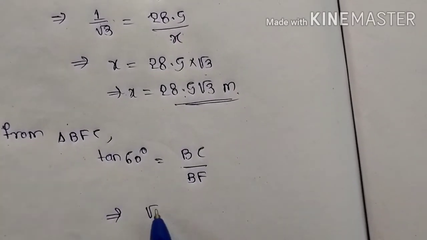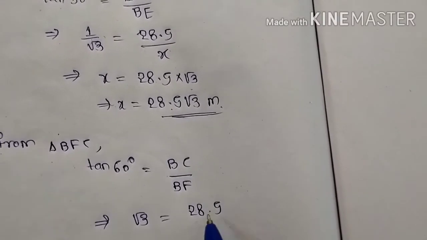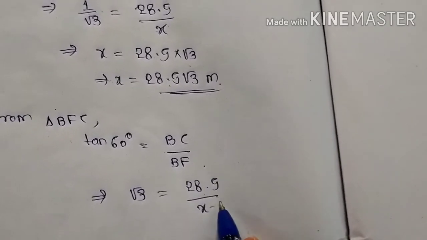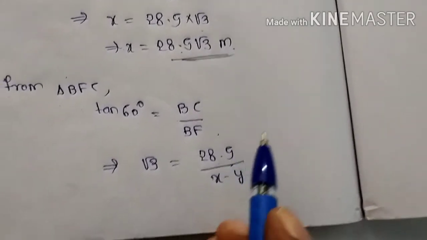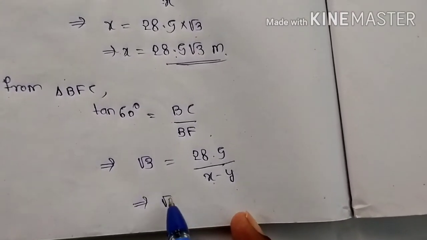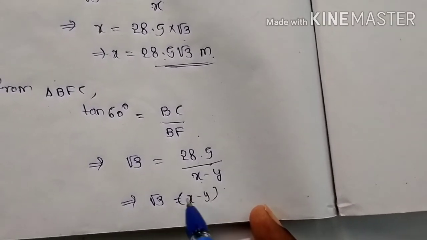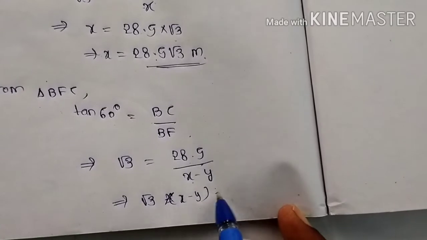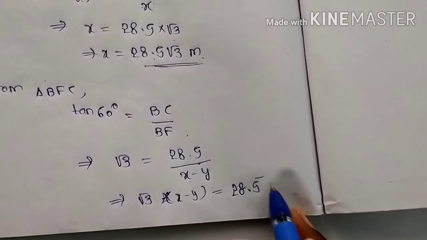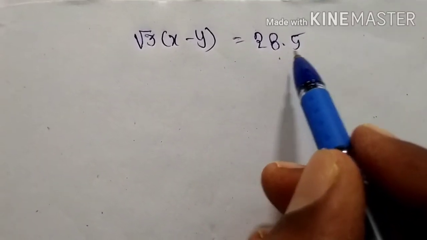Implies tan 60 value is how much? Root 3. Root 3 is equal. BC value is how much? 28.5. BF value is how much? x minus y. Yes or no? Yes, x minus y. You can transpose x minus y to the LHS. That means you will get root 3 into x minus y is equal to 28.5. Root 3 into x minus y is equal to 28.5.